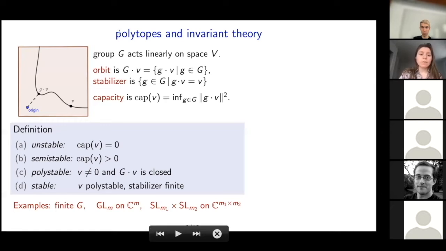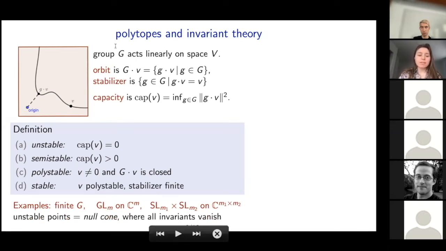Can I ask just a background question? Yes, sure. Can you say a little bit about why these definitions are called unstable, semi-stable, polystable, and what you're looking for, like what do you consider to be a good property? Yeah, thanks. That's a great question.